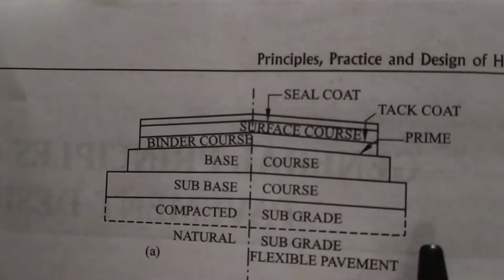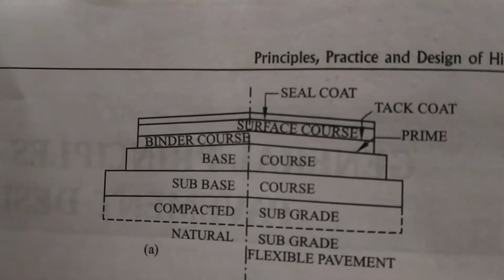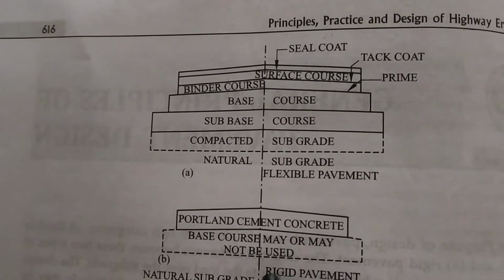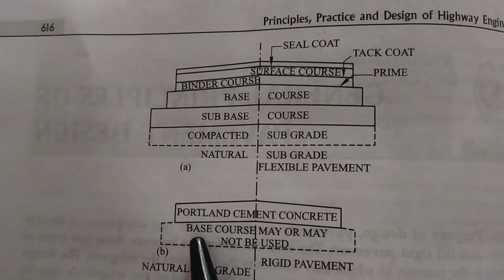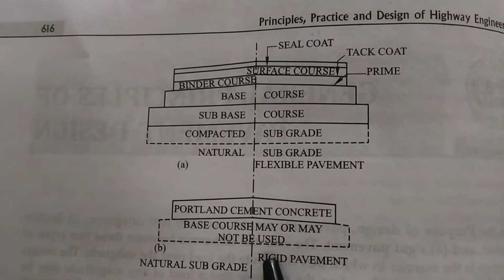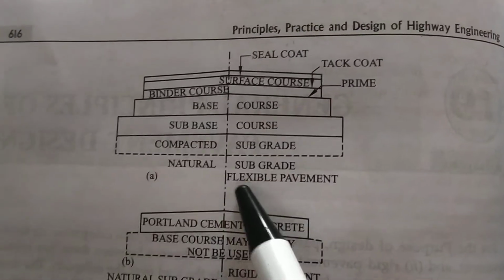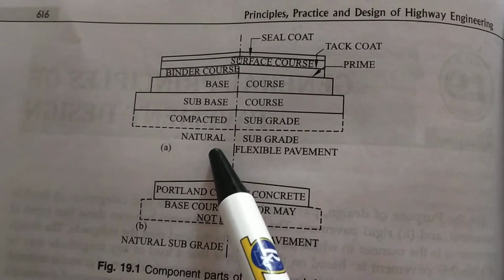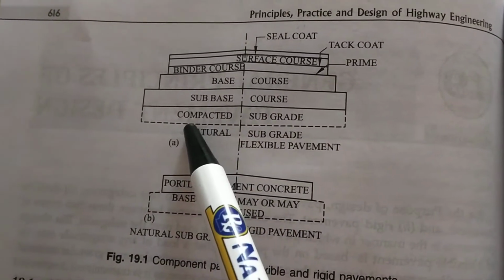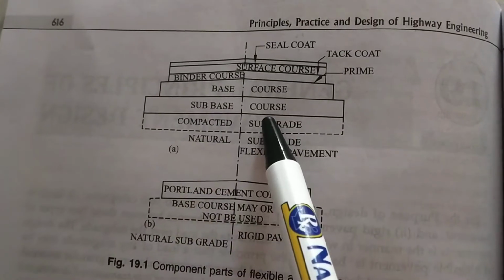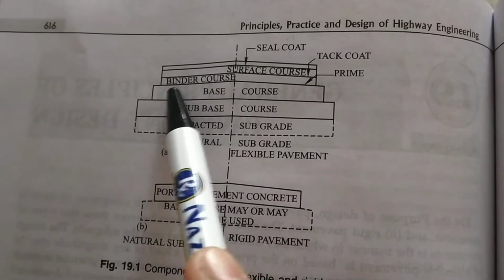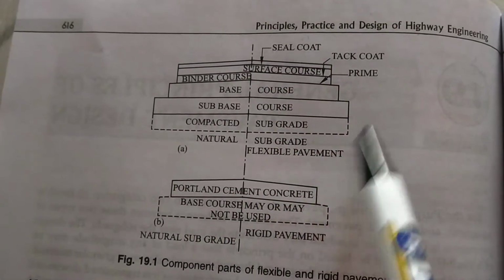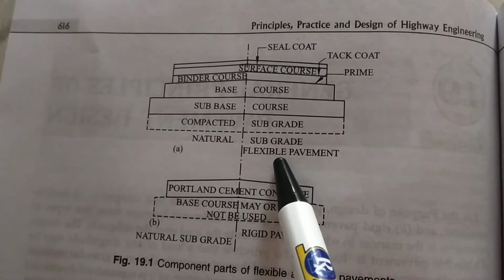In flexible pavement there are multiple layers, and in rigid pavement only two layers are there. What are those layers? The PCC layer and the base course layer. And in flexible pavement, natural subgrade, that is our original soil, original base. Next is compacted subgrade. Next is subbase course. Next is base course. Next will be binder course. Next will be surface course. Next will be wearing course. These are the multiple layers which are available in flexible pavement design.